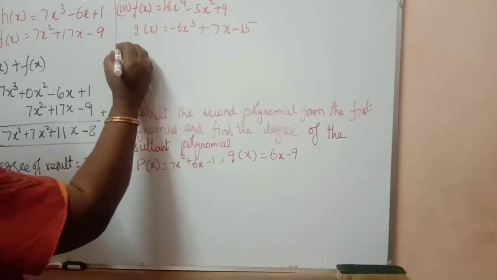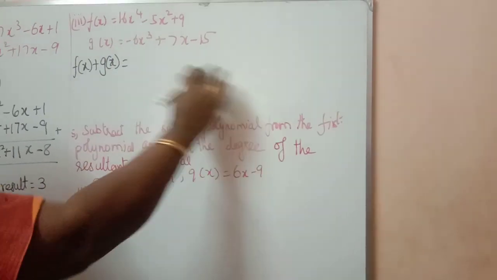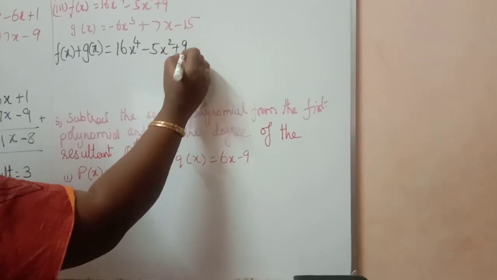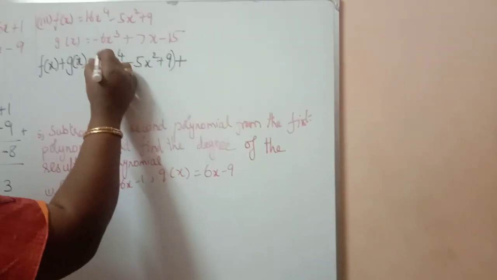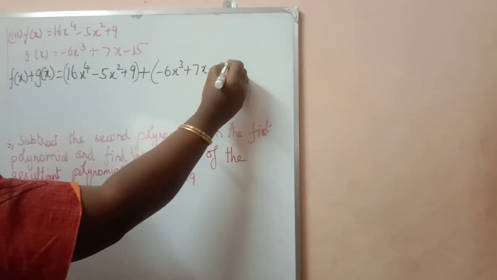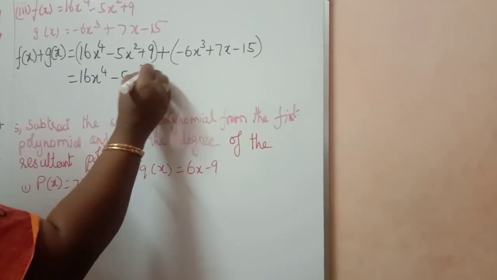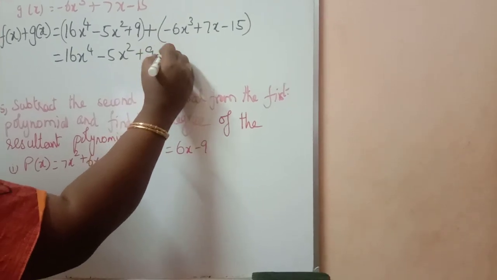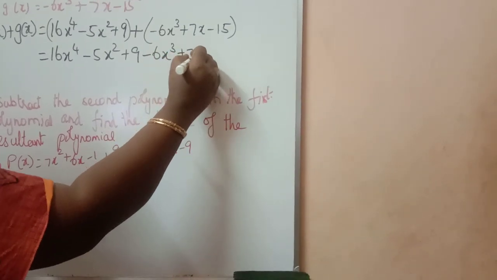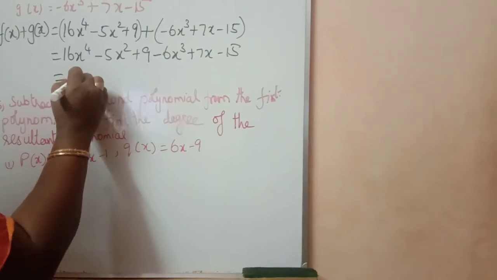Next, f of x plus g of x. Now I am adding horizontally: 16x power 4 minus 5x square plus 9, this is the first polynomial, plus the next polynomial, minus 6x cube plus 7x minus 15. Minus 6 here, we are only adding, so write the symbol as it is. It is equal to x power 4, only one term is there, so 16x power 4.